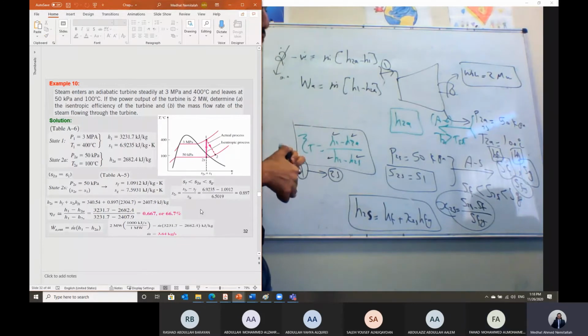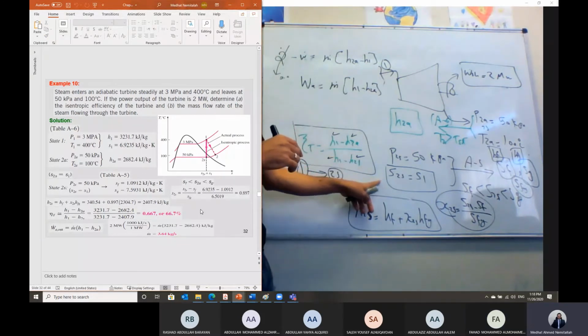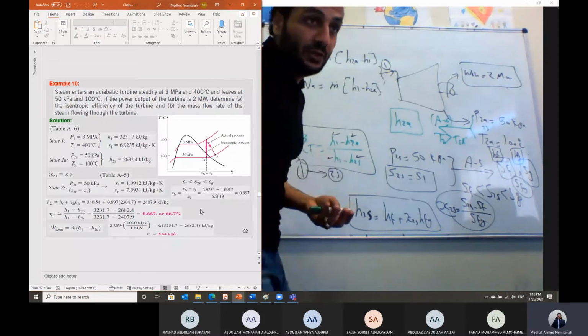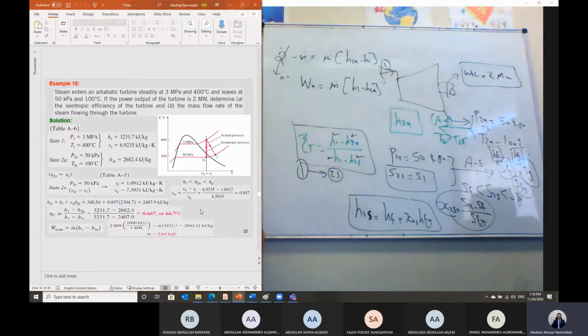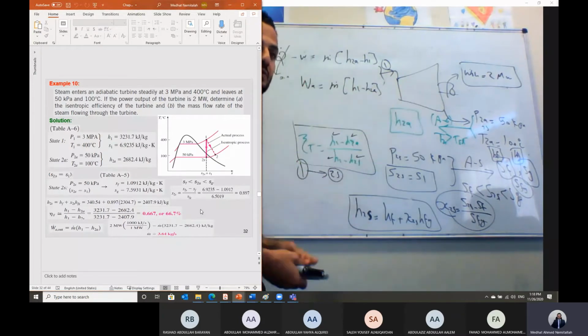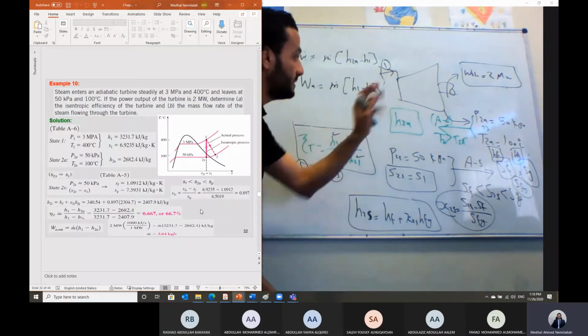Actual. Any given value should be the actual value. Actually, the isentropic conditions are imaginary conditions, or conditions that cannot come to reality. He cannot tell you that this turbine gave you this power and this is the reversible power. No, he should give you the actual value.